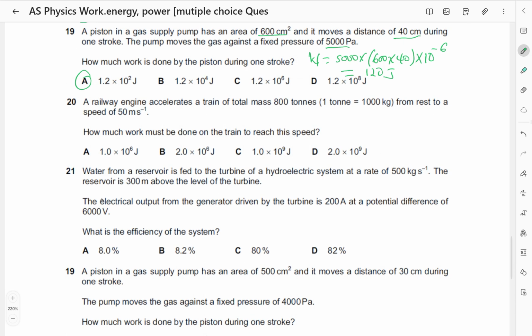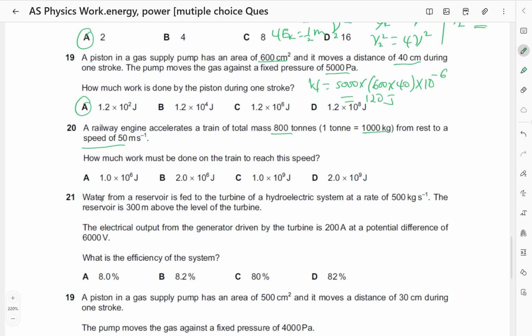A railway engine accelerates a train of total mass 800 tons. 1 ton is 1,000 kilograms, from rest to a speed of 50 meters per second. How much work must be done on the train to reach this speed? So work done is going to be the change in kinetic energy. Work done is equal to change in kinetic energy.